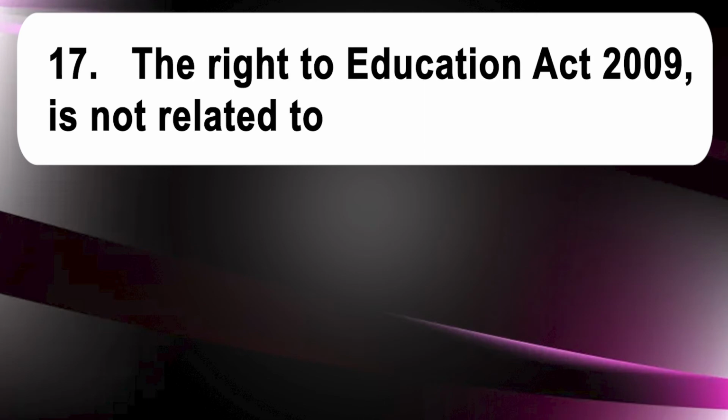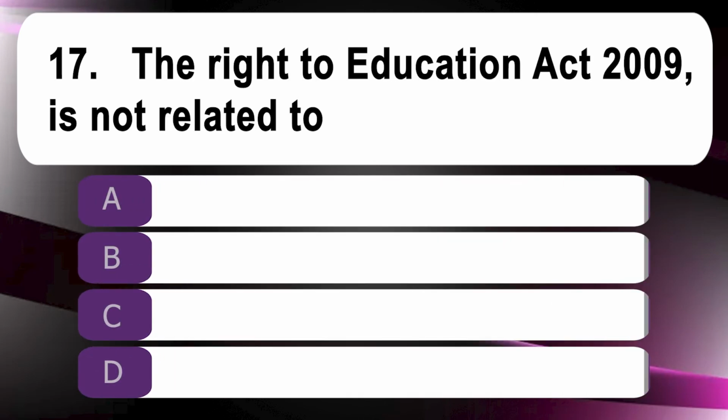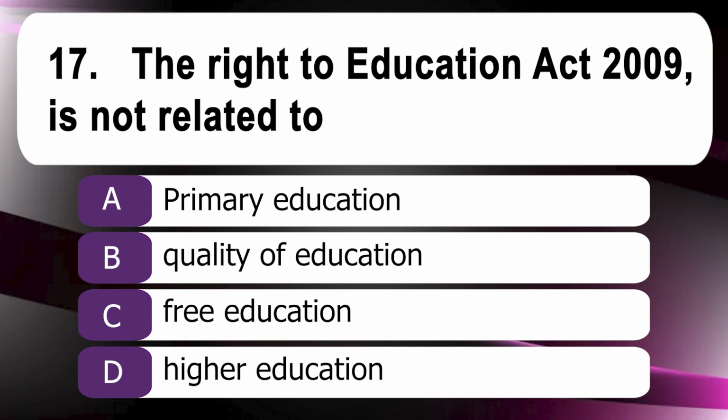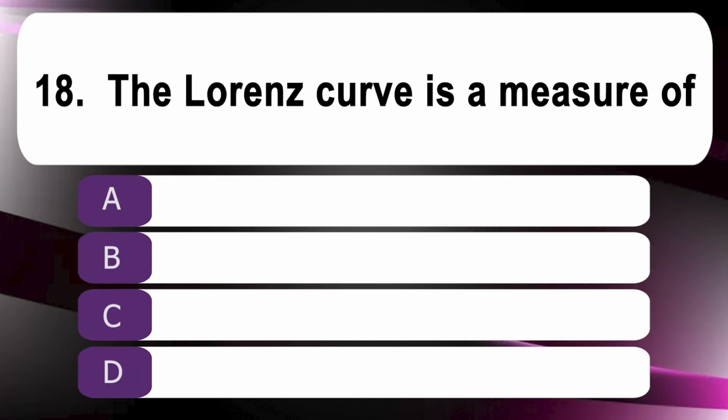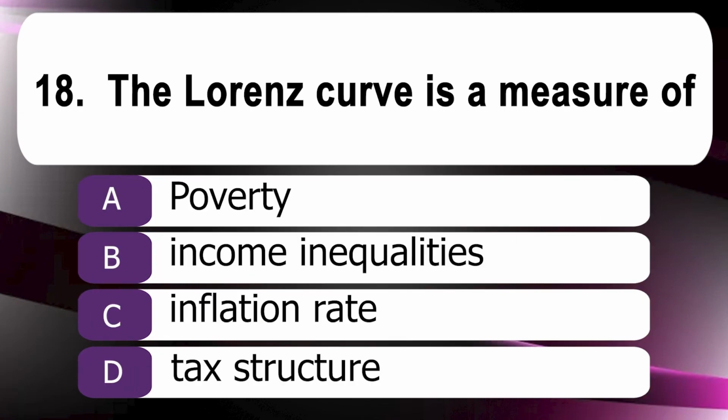17th question. The Right to Education Act 2019 is related to A. Primary education. B. Quality education. C. Free education. D. Higher education. The correct answer is higher education. 18th question. The Lorenz curve is a measure of A. Poverty. B. Income inequalities. C. Inflation rate. D. Tax structure. The correct answer is B.